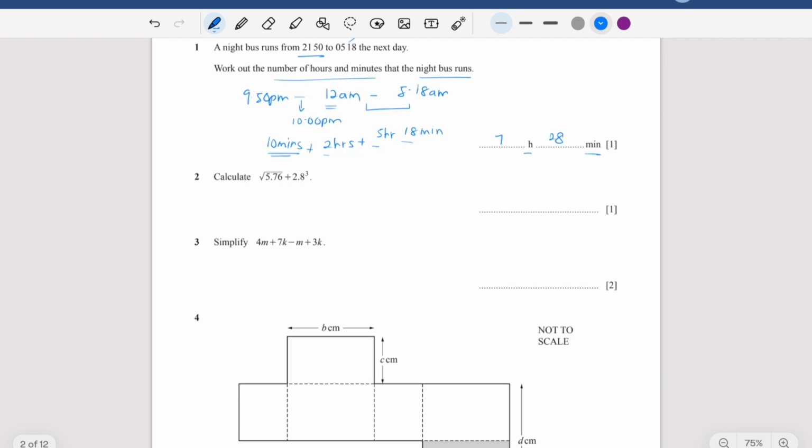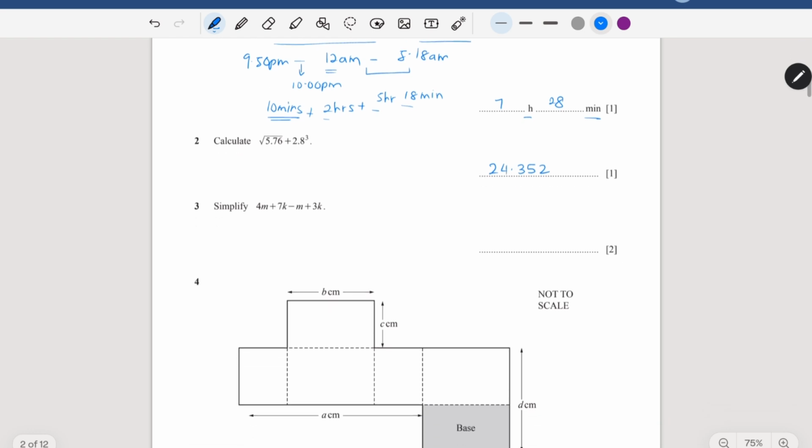Done. Square root of 5.76 plus 2.8 cube. Let's use our calculator to solve this. Square root of 5.76 plus 2.8 cube. When you use your calculator, make sure you put the bracket or the cube and also the square root correctly. Then only you will get the correct answer. So the answer for this is 24.352. Alright, let's move to number 3.